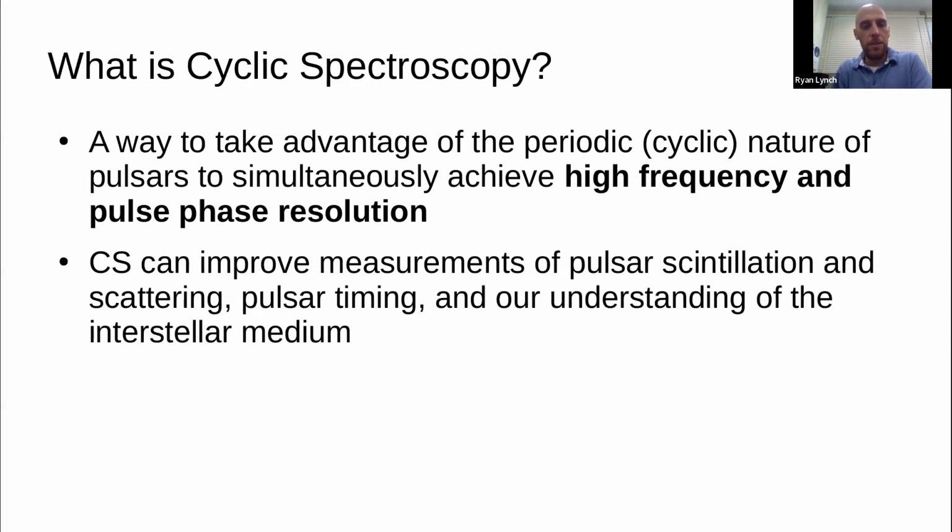The high-level definition is that it's a way to take advantage of the periodic or cyclic nature of pulsars to simultaneously achieve both high frequency and pulse phase resolution. I'll get into a few reasons why we can't do that with normal observing techniques in a little bit. The reason we're interested in this is because cyclic spectroscopy can improve measurements of pulsar scintillation and scattering, pulsar timing, and our understanding of the interstellar medium. So it's potentially a really interesting tool for studying all of those things.